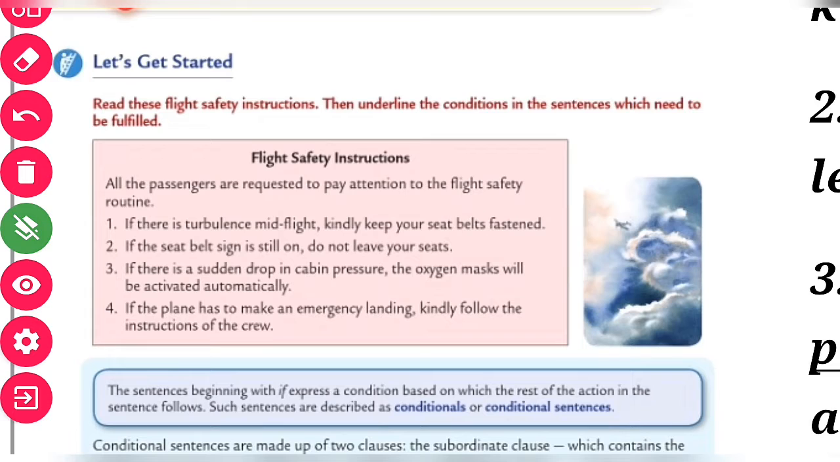Read this flight safety instruction. Then underline the conditional in the sentences which need to be fulfilled. Before starting the explanation, there are some sentences given in your book, so first of all, we will talk on that particular thing.